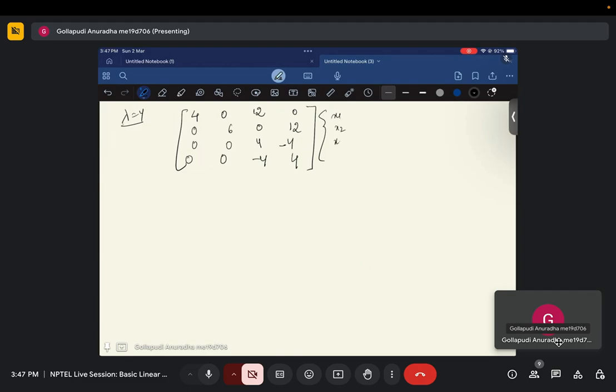Another eigenvalue is minus 5, right? Or is it 4? Sorry? Just minus 5, I guess. Minus 5. Sure, yeah. Minus 5.